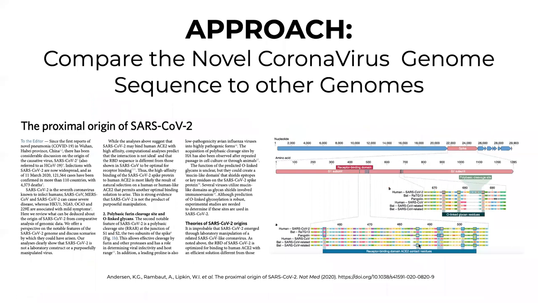So the publication that we will follow to answer this question compares the novel coronavirus genome sequence to other genomes coming from these different hosts. We will specifically follow a publication that was published in March in Nature Medicine by a number of authors that took, you can see here, a very specific collection of genomes, a couple from human hosts. So we have the SARS-CoV-2 and the SARS-CoV, so the original SARS and the novel SARS, three genomes from bats, and one from pangolin.